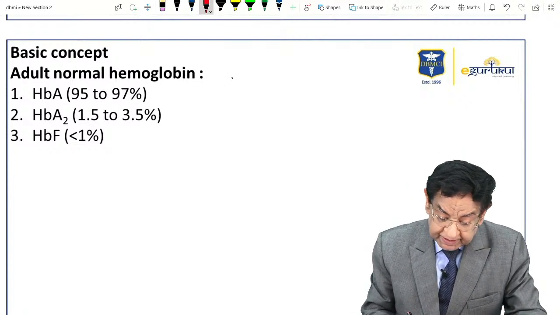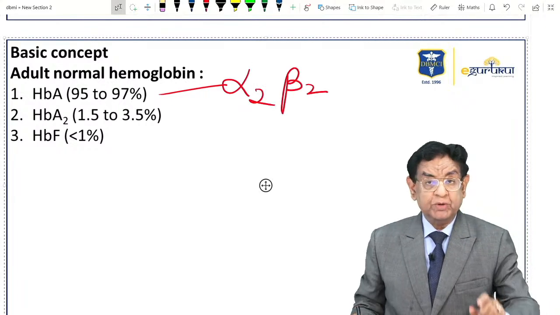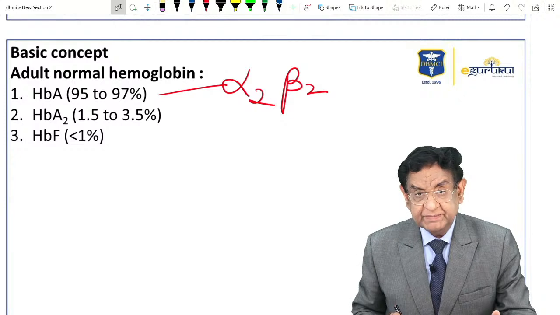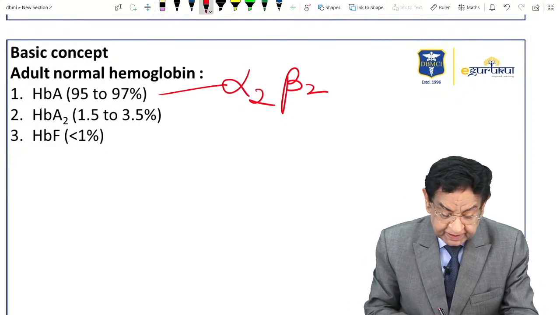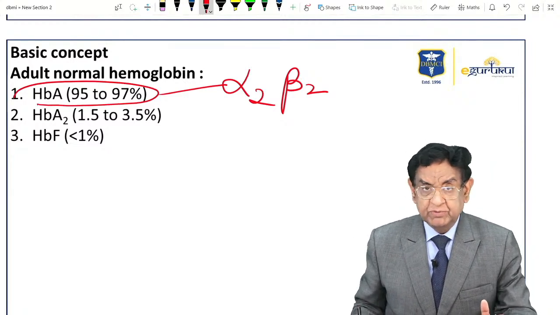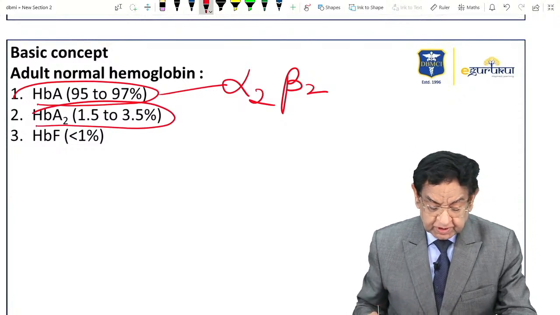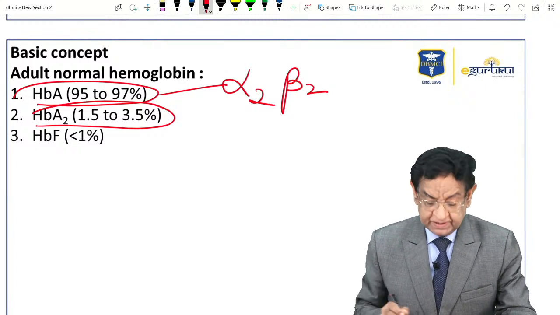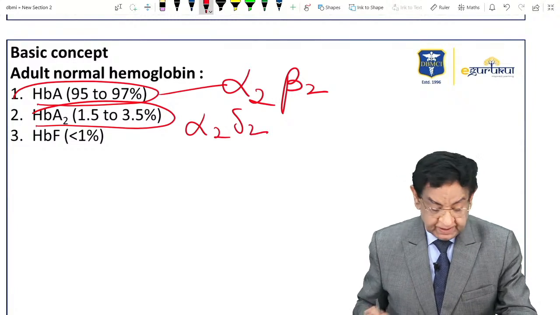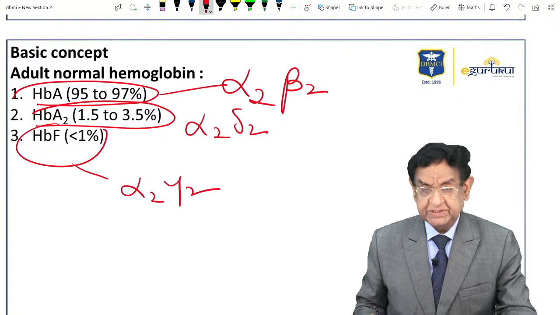So normal hemoglobin has two alpha and two beta chains. I'm talking about globin chains in the hemoglobin. So HbA is the normal adult hemoglobin and that has two alpha and two beta. And HbA is around 95 to 97% of the total hemoglobin in the adult. Then we have HbA2. It is about 1.5 to 3.5%. It has two alpha and two delta chains. And in the adult, we also have hemoglobin F, which has two alpha and two gamma chains.